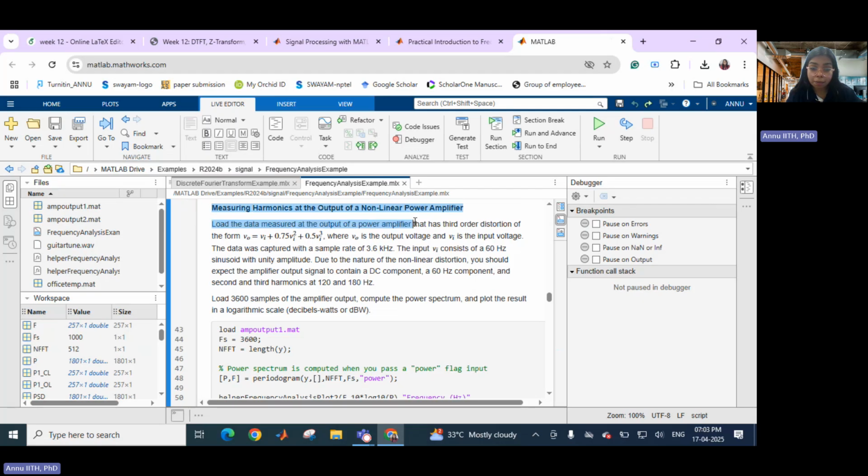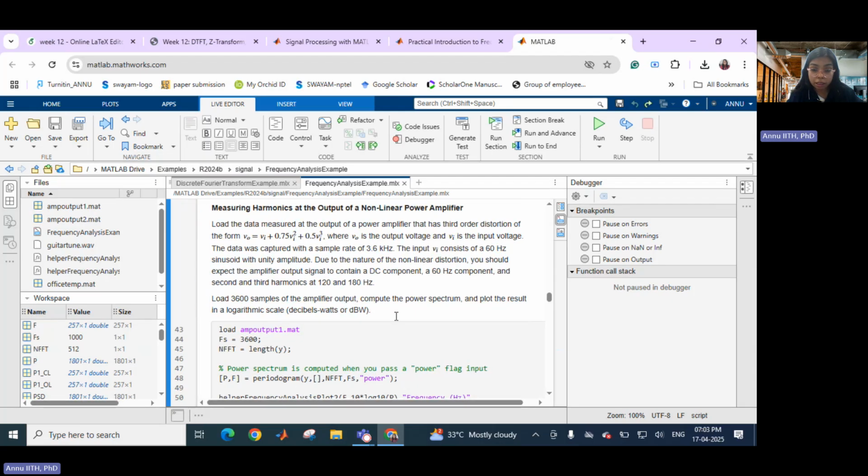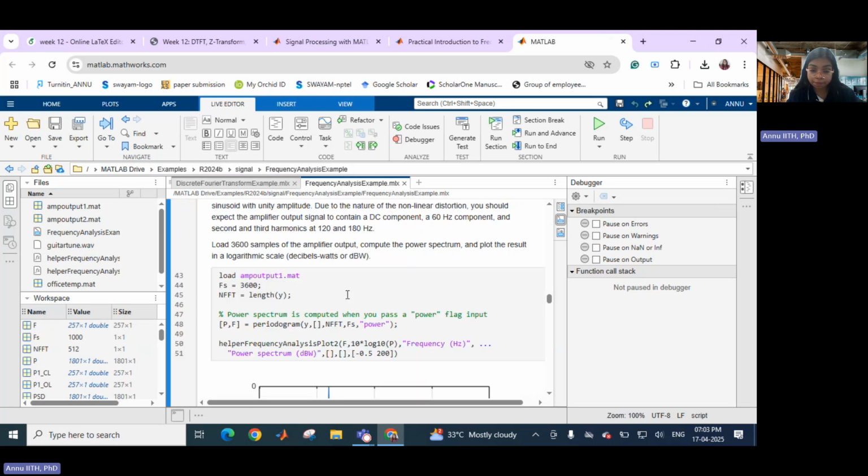Now, measuring harmonics at the output of a non-linear power amplifier. First we need to load the data, measured at the output of a power amplifier that has third order distortion of the form given, where Vo is the output voltage and Vi is the input voltage. The data was captured with a sample rate of 3.6 kilohertz. The input Vi consists of a 60 hertz sinusoid with unity amplitude. Due to the nature of nonlinear distortion, you should expect the amplifier output to contain a DC component, a 60 hertz component, and the second and third harmonics at 120 and 180 hertz.